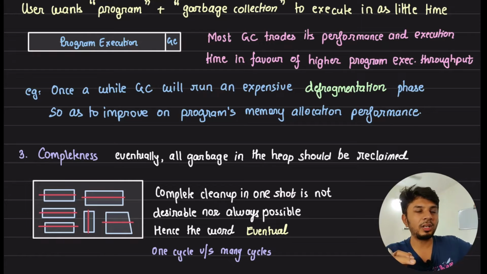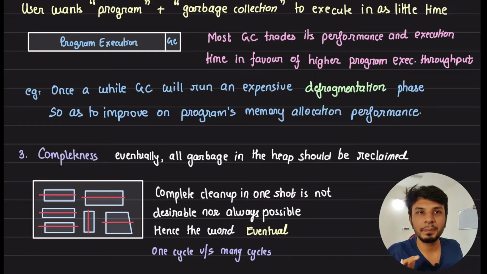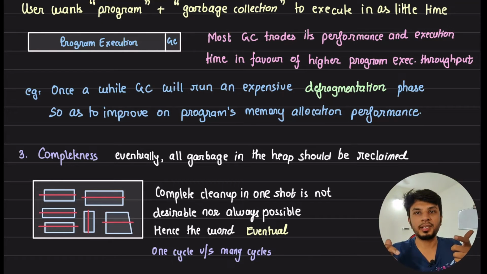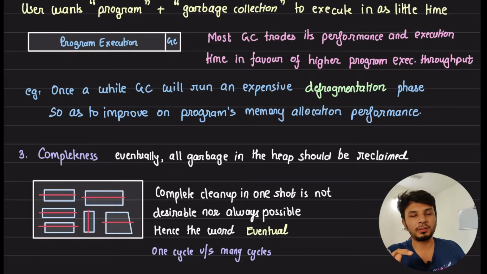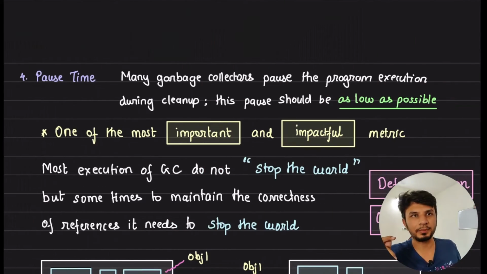Which is where completeness says that a garbage collector is complete when you eventually collect all the garbage that is there in the heap, right? Instead of doing it in one cycle, you can do it eventually, but it has to be complete. So it may not happen in the first cycle, second cycle, or fourth cycle, but maybe in the 10th cycle that object gets reclaimed, right? But that needs to happen. There should not be any object that is not referenced but is still lying there. So eventually it needs to be cleaned up.